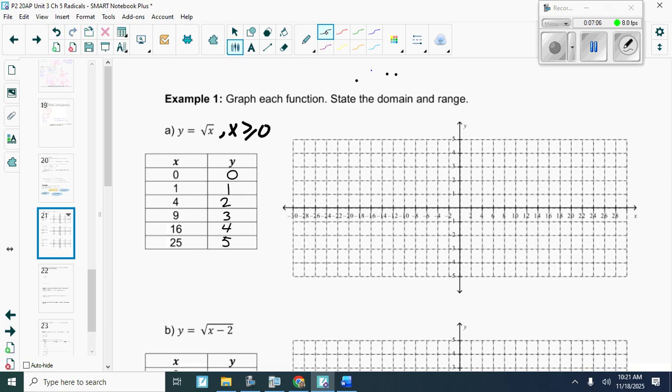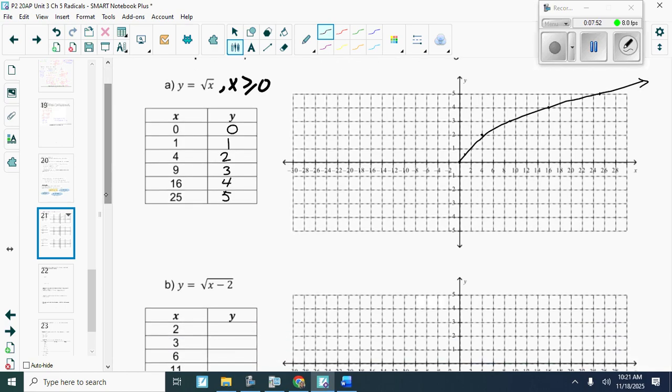Okay, so then when we plot those, we're going to do (1, 1), (4, 2), (9, 3), (16, 4), (25, 5). So you're going to notice that you have this nice shaped curve that keeps on going. That's what the traditional shape of a radical looks like. Just like when we started with quadratics and we learned that it was the shape of a parabola. And then we started moving the parabola and stretching it. We're going to do the same thing here.